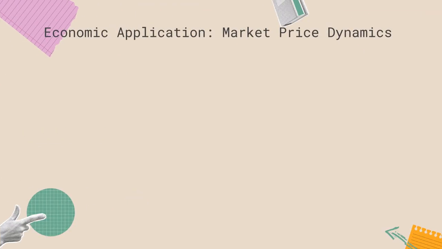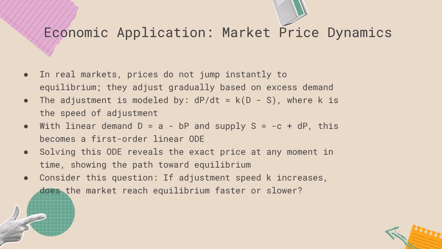A key economic application is market price dynamics. Prices adjust gradually based on excess demand, modeled by dp/dt equals k(D minus S). With linear demand and supply functions, this becomes a first-order linear ODE. Solving it shows the exact price path toward equilibrium. Think about how the adjustment speed k affects the equilibrium speed.